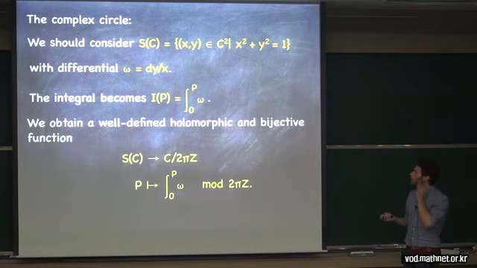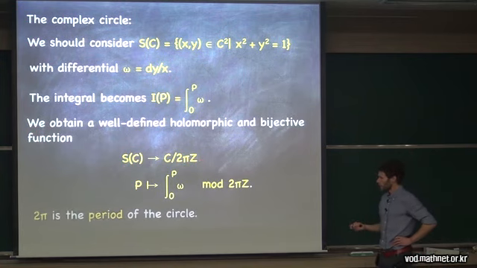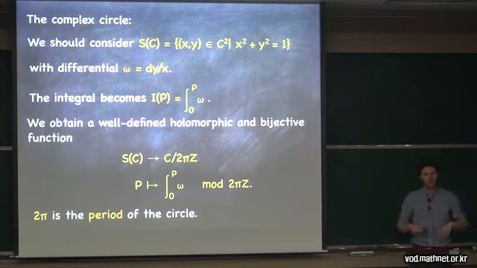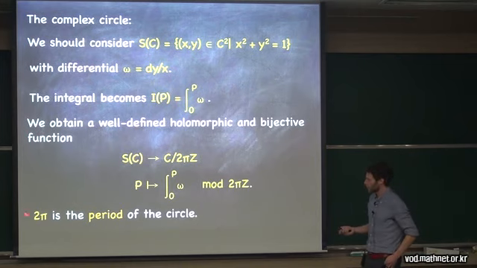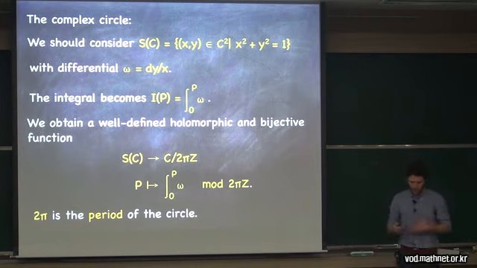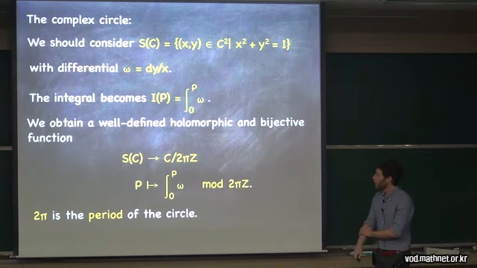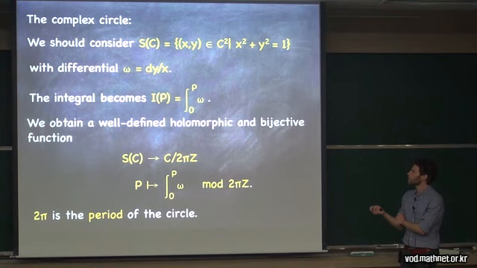And in doing so, now we get a well-defined holomorphic and bijective function, a function with a unique value, from the complex points, which I denote here by S of C, to the complex numbers modulo 2 pi Z. And this number 2 pi Z is the period of the circle, and that's not a very surprising name. We're all familiar with 2 pi as a period of a circle when we go around. So in some sense, what we have gained now is a well-defined function, but some ambiguity is still involved, and that's captured by this period.